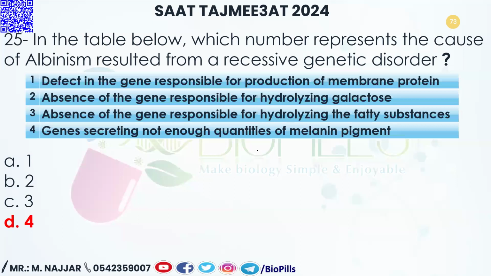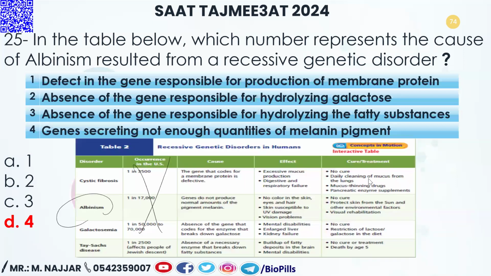Perfect. And here is albinism. He will not ask you about the occurrence in the US. He will not ask you about the cure or treatment. The autosomal recessive disorders have no cure, but there is treatment. The autosomal dominant have no cure, no treatment. But he will ask you about the cause and the effect.